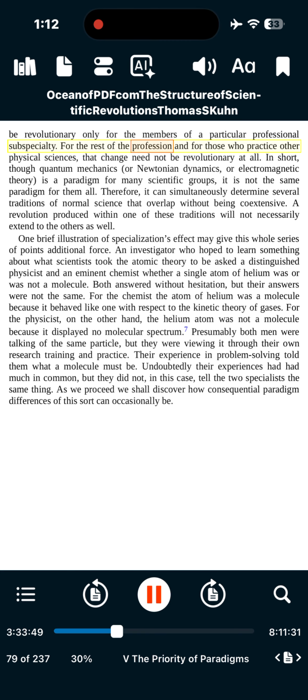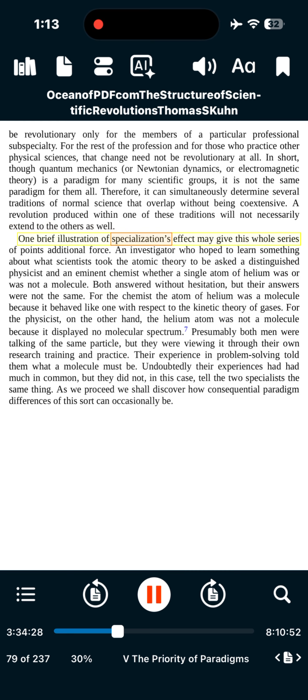For the rest of the profession and for those who practice other physical sciences, that change need not be revolutionary at all. In short, though quantum mechanics, or Newtonian dynamics, or electromagnetic theory, is a paradigm for many scientific groups, it is not the same paradigm for them all. Therefore, it can simultaneously determine several traditions of normal science that overlap without being coextensive. A revolution produced within one of these traditions will not necessarily extend to the others as well.